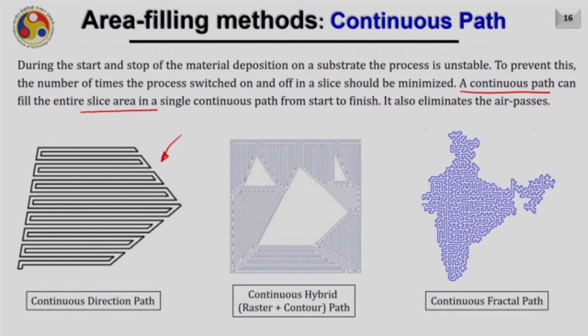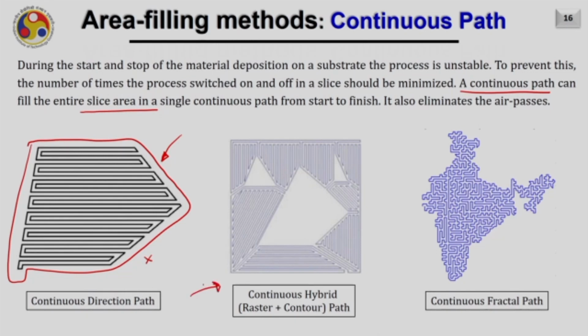This is typically an optimization problem which is solved to eliminate the number of lifts. Here you can see this is the outer geometry, approximately I am drawing, which is scanned by the direction parallel path, but it is continuous in nature. Now we are not having any switch off and on, and therefore the tool path is continuously depositing the material.